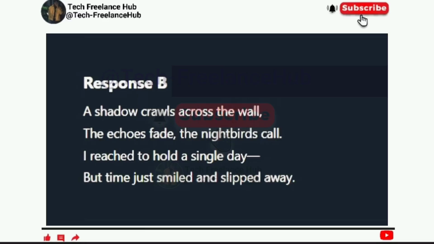And for response B, we have: a shadow crawls across the wall. The echoes fade, the night birds call. I reached to hold a single day, but time just smiled and slipped away.